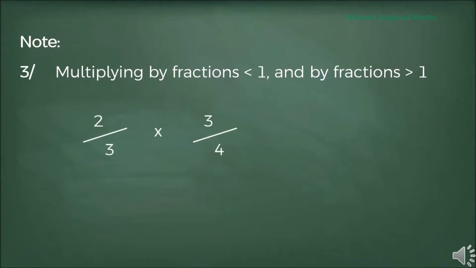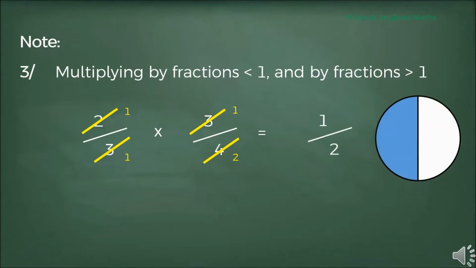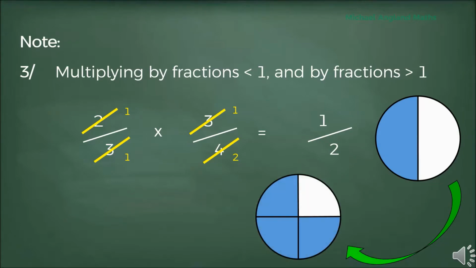Let's have a look at this visually. We've got 2/3 times 3/4. Now, we know we can cancel. So the left-hand side numerator and the right-hand side denominator cancel down to 1 and 2. The left-hand side denominator and the right-hand side numerator cancel down to 1 and 1. So we have 1 times 1 over 1 times 2, 1/2. So from 3/4, we've reduced to 1/2. So we can see that that's reduced in size, the amount of blue, as compared to what we originally had.